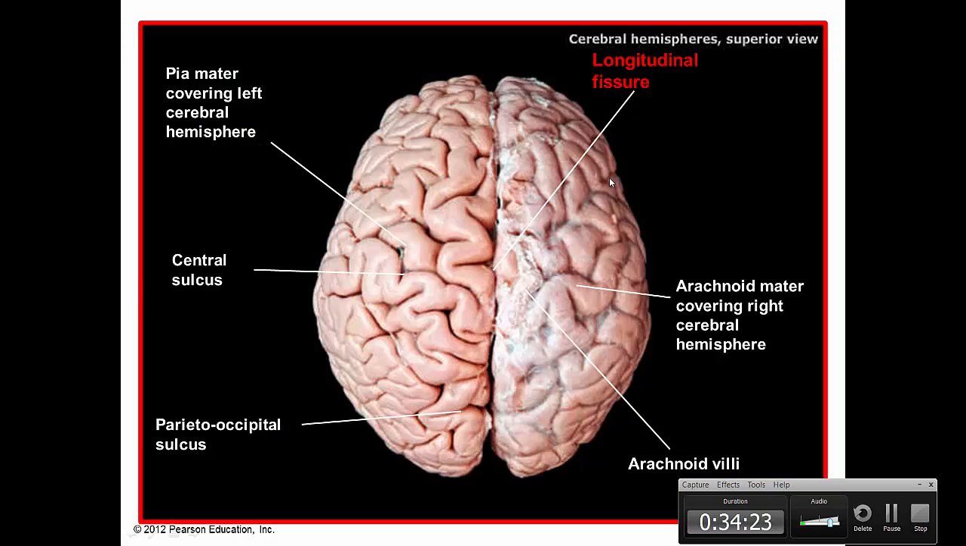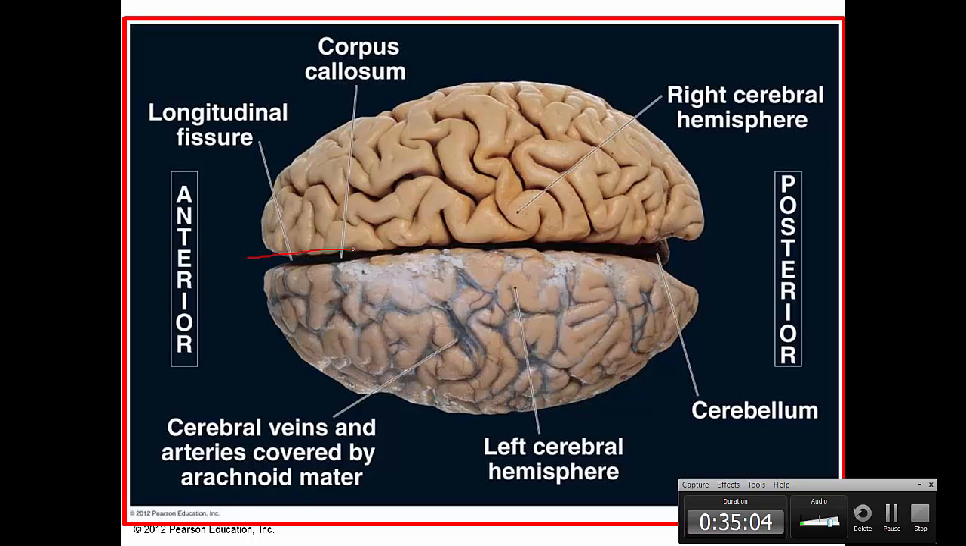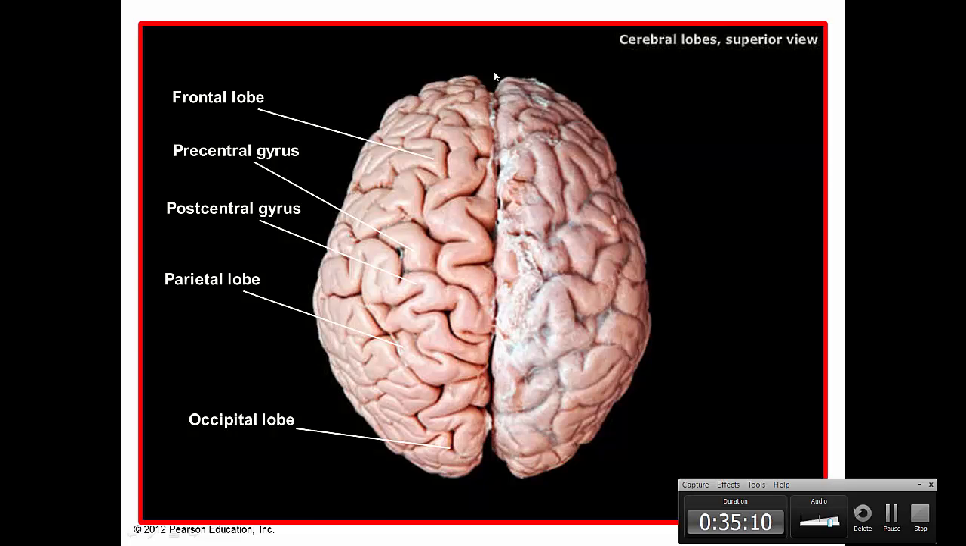So here is my longitudinal fissure. The longitudinal fissure is the one that divides the brain into two halves. So we have two cerebral hemispheres: the right cerebral hemisphere and the left cerebral hemisphere. And as you know, the right cerebral hemisphere controls the left half of the body, and the left cerebral hemisphere controls the right half of the body. Here's another picture that shows you the longitudinal fissure. Here's another one that also shows you the longitudinal fissure.